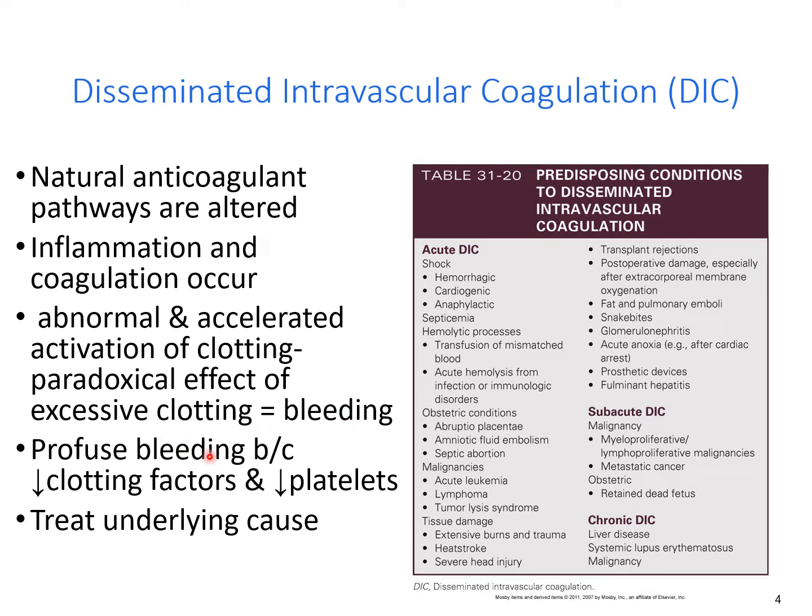So there's profuse bleeding because of decreased clotting factors and decreased platelets, because some of the clotting factors end up being used up, and the thing is you have to treat the underlying cause. So whatever the cause is as to why you have this inflammation and basically coagulation happening, that is what you're going to target.